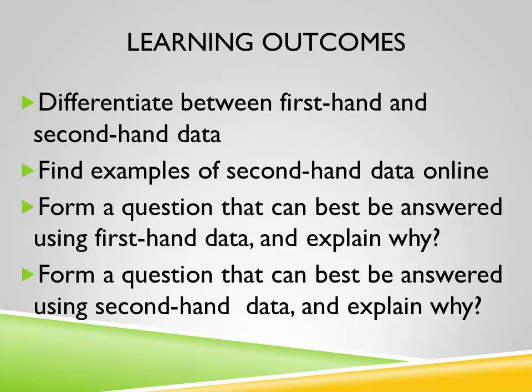The learning outcomes for this course are to be able to differentiate between first-hand and second-hand data, to find examples of second-hand data online, to be able to form a question that can best be answered using first-hand data, and to explain why, and to form a second question that can best be answered by using second-hand data, and explain why.